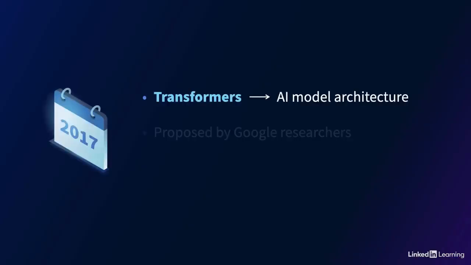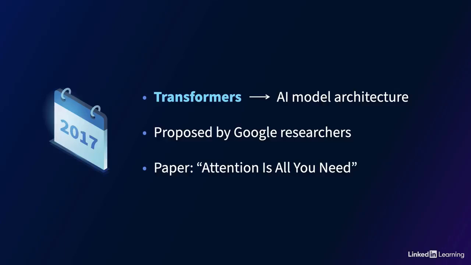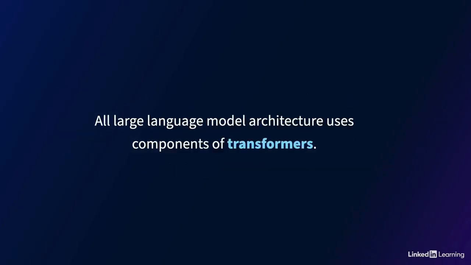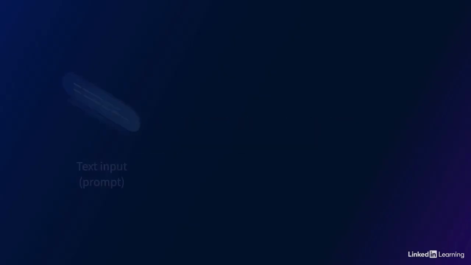But things kicked off in natural language processing long before we had GPT and ChatGPT. In 2017, a type of AI model architecture called transformers was proposed by a team of researchers at Google in a paper called Attention is All You Need. All large language models use components of transformers as part of their architecture. So, how do large language models work?